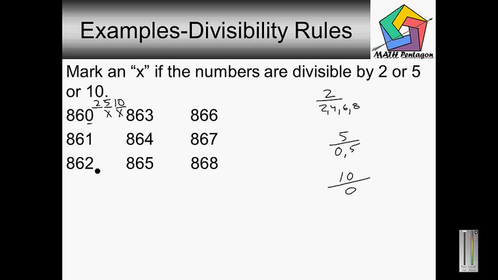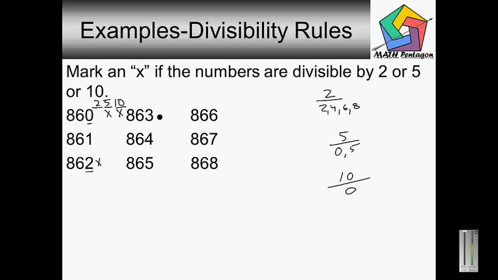862. Is it divisible by 2? Yes, because it ends in 2. Is it divisible by 5? No, because it doesn't end in 0 or 5. And is it divisible by 10? No, because it doesn't end in 0. So just put an X underneath the 2.